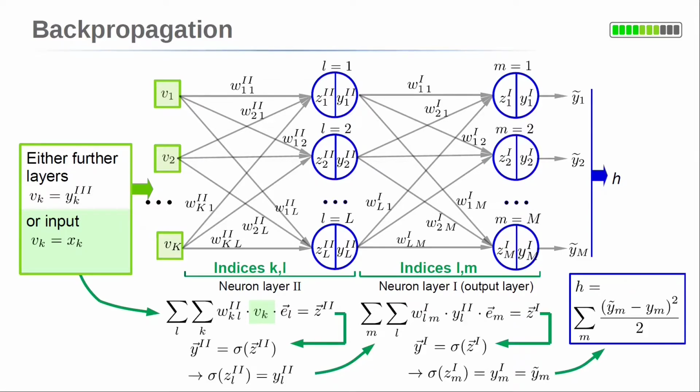The input to this layer v_k can be either the input to the neural network, then v_k equals x_k, the k-th input variable, or the layer input can be the output of another hidden layer. This hidden layer would then be labeled with a superscript 3. This is because we used 1 for the output layer and 2 for the hidden layer closest to the output. The output of this layer number 3 is then y_k, indexed with a superscript 3, and can be used as input v_k.